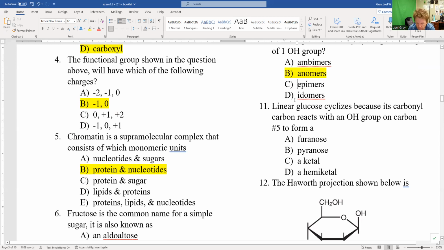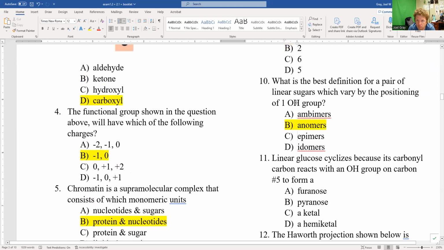Number 11. Okay, there's a first mistake. You need to correct that one. Oh, wait, no, it's not. I made a mistake of a mistake.